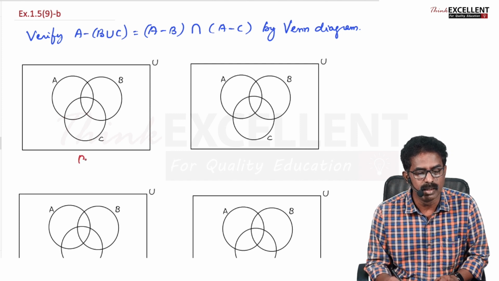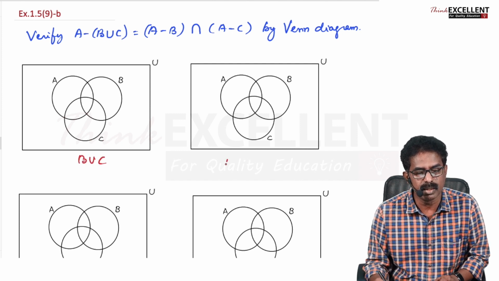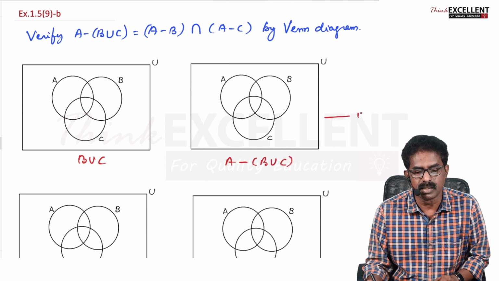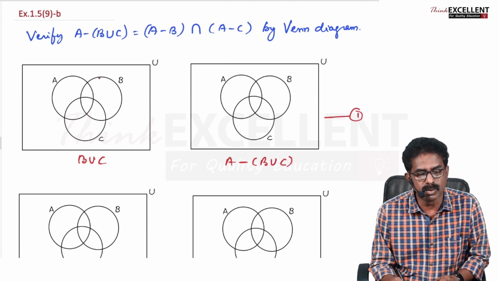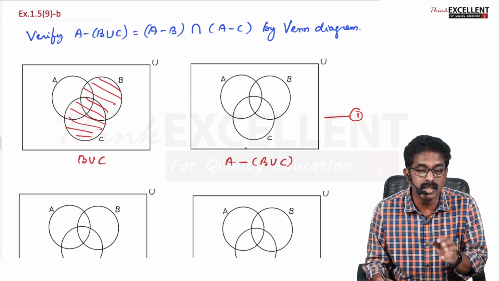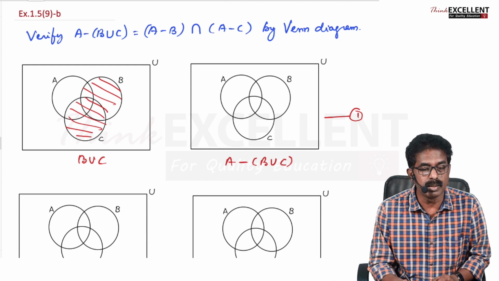So in the first one, B union C. Second one, A minus (B union C), right? This is 1. So B union C means B and C fully, right? This is B union C. Next, what do you need? A minus (B union C), meaning in A, but not in B union C.